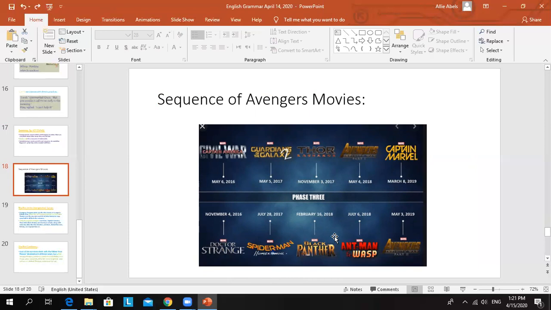So these movies are in a sequence. Why? Because it is in a certain order. First it was Captain America, and lastly it was the Avengers Infinity War Part 2. Okay, so this is basically what a sequence is. It's basically an order of events in a story from the beginning to the end. This is an example of a sequence as well, the movies of Avengers.